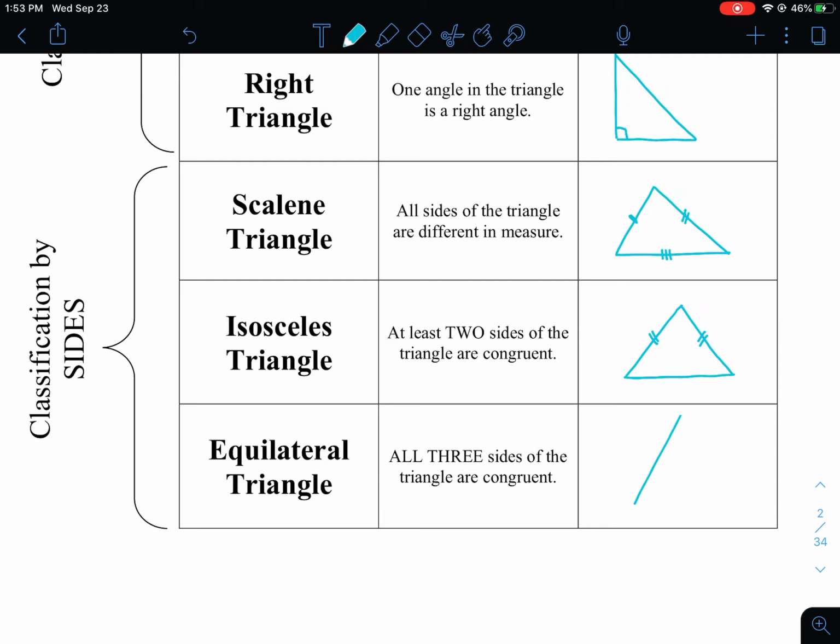And lastly is an equilateral triangle. That one doesn't look too equilateral, so let me retry. An equilateral triangle has all 3 sides congruent. There we go, that's close enough. So all 3 sides are congruent for an equilateral triangle.